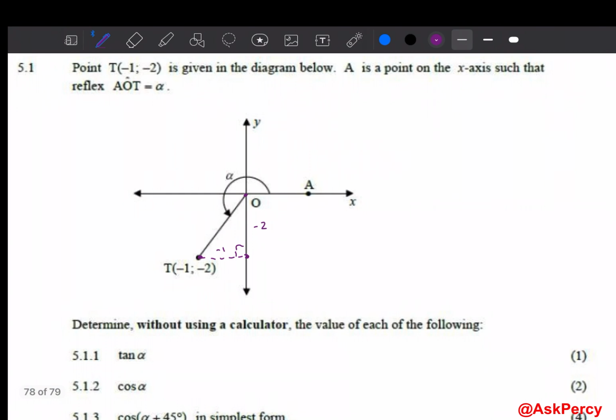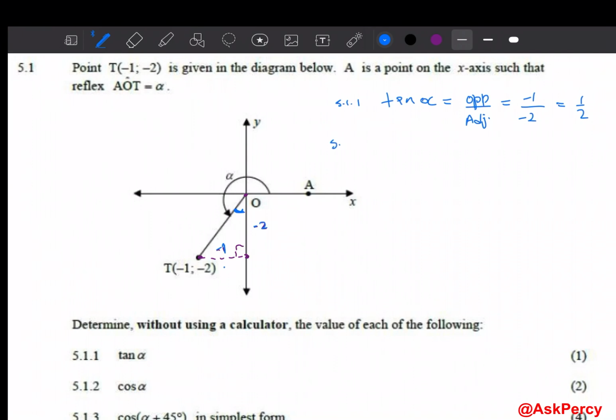Then find tan alpha. So easy peasy. 5.1.1, tan alpha. We know tan is opposite over adjacent. What is the opposite side of this angle alpha? It is -1, and the adjacent side is -2, so your answer is a half.